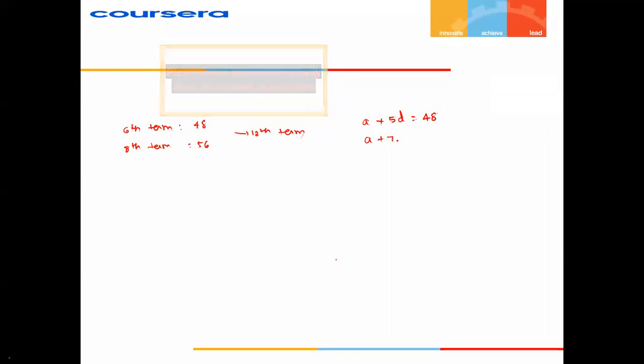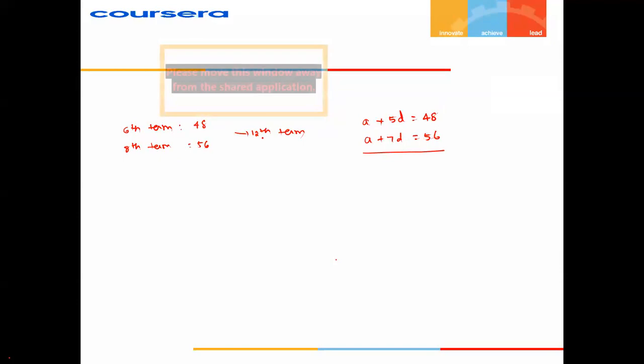Clear, right? So now numericals. Sometimes what happens is they give the sixth term and the eighth term, some numbers, suppose 48 and 56, and then ask to find the 12th term. We know the sixth term means a plus 5d equal to 48. The 8th term means a plus 7d equal to 56. Now we'll solve these two.